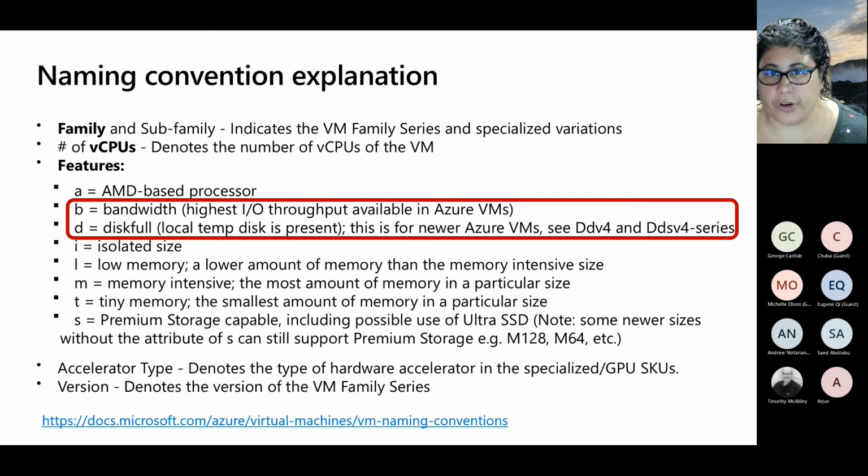So the ones that are most important for us for SQL Server are the B for bandwidth in that EBDSV5, and the D for diskful. We like to have that local SSD because it's great for TempDB, because TempDB is also ephemeral. So it's a way that you can leverage high-speed, locally attached storage for TempDB, which is great for performance, particularly when you have a heavy TempDB workload. So we like those VMs that have the little D in them for the disk. And this is all documented, so feel free to click through to this link here, and you can see the documentation of the naming convention.